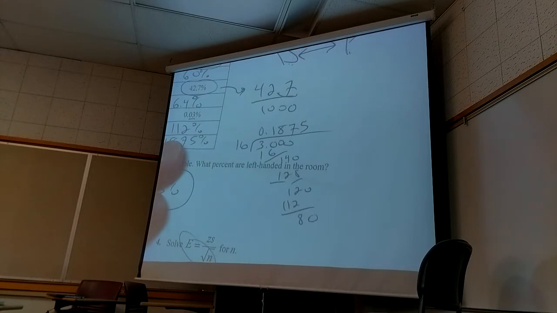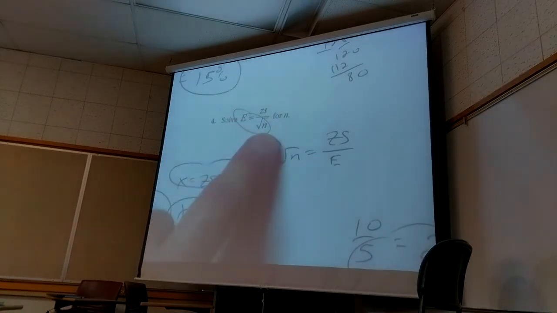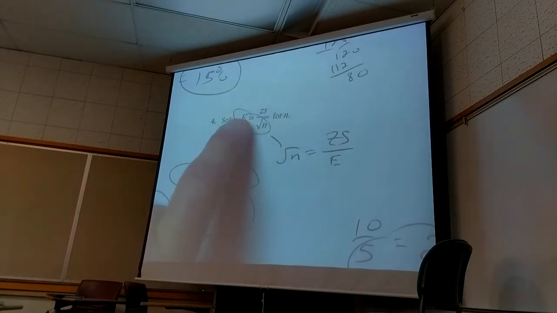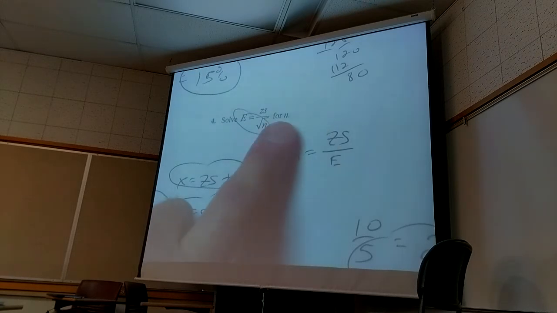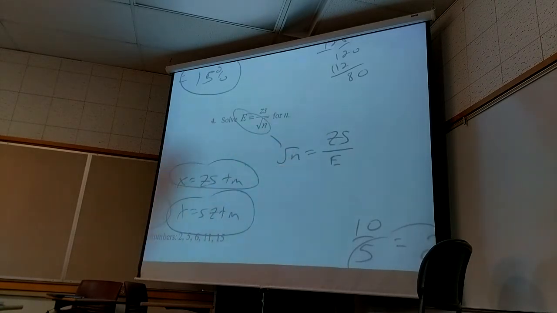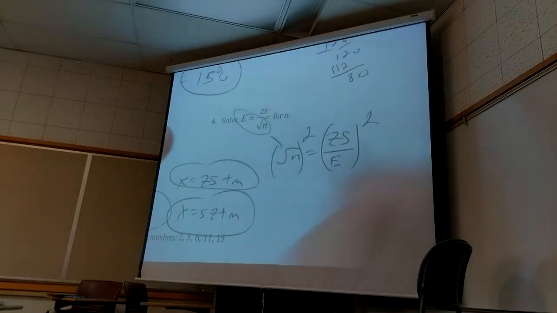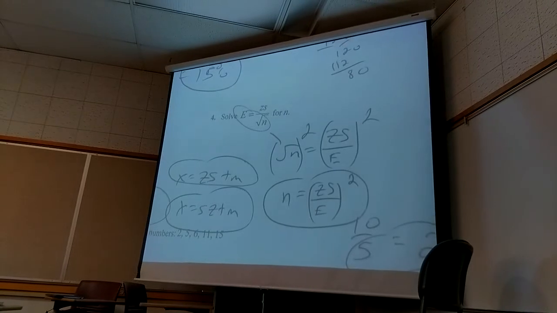If this is true, then the square root of n equals z s over e. If this is true, these switch places. If I multiply by the square root of n and divide by e, I get this. You guys see that? And the last thing I have to do to get n is square both sides. Bam. Or you can square each piece individually, however you want to write it.